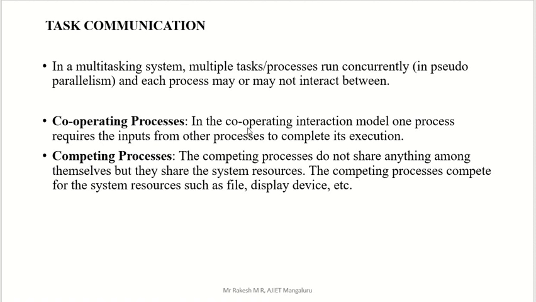Cooperating process means that in the cooperating interaction model, one process requires input from another process to complete its execution. P1 and P2 are the two processes. P1 needs some help from P2 to complete P1's execution, and P2 needs some help from the P1 process to complete P2's execution. So that is called a cooperating process. There is a cooperation required.